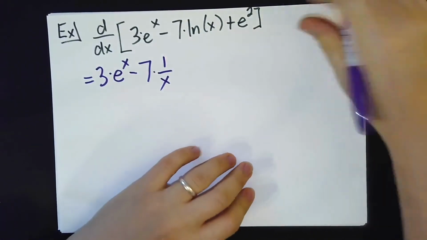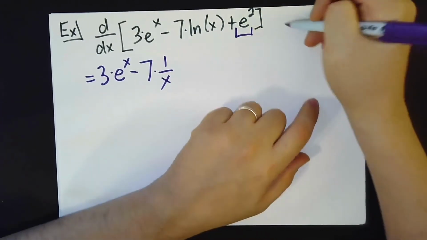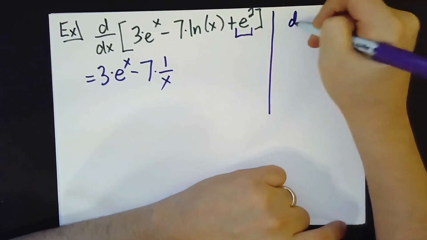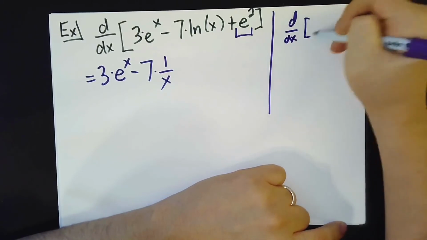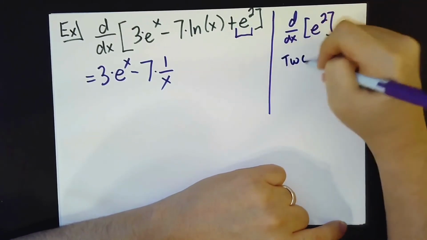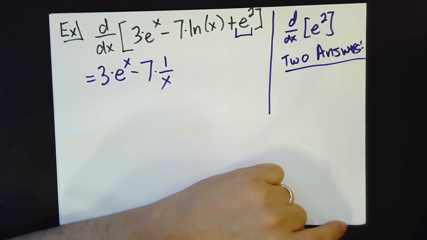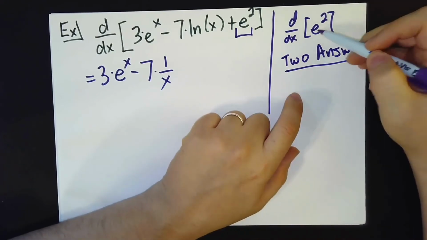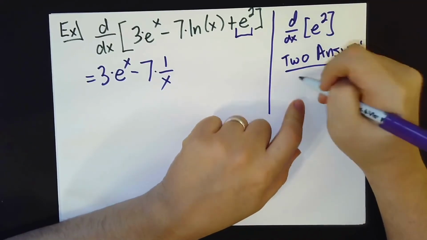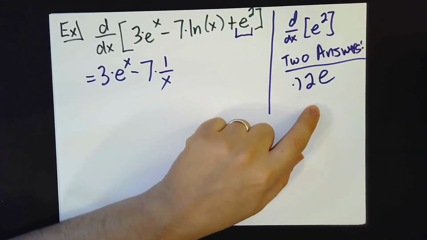Okay. And then we've got to look at this e squared. And so, what is the derivative of e squared? Well, there are two answers that might pop to your mind. Namely, if I take the derivative of e squared using the power rule, I would get 2e.